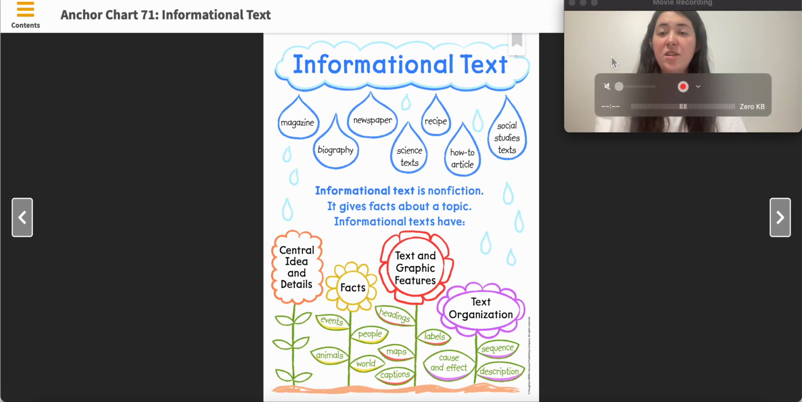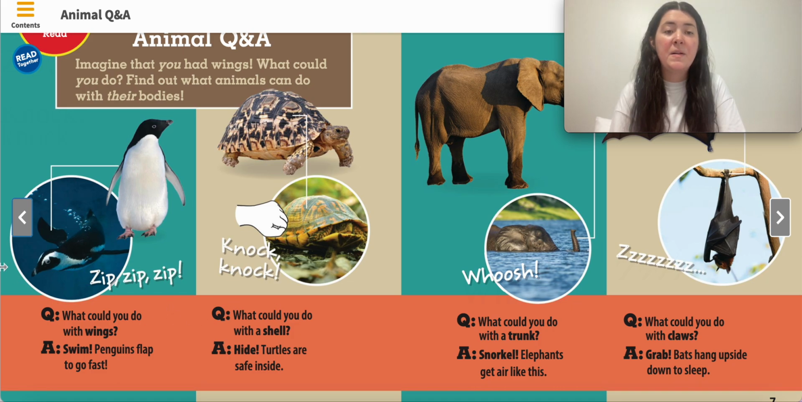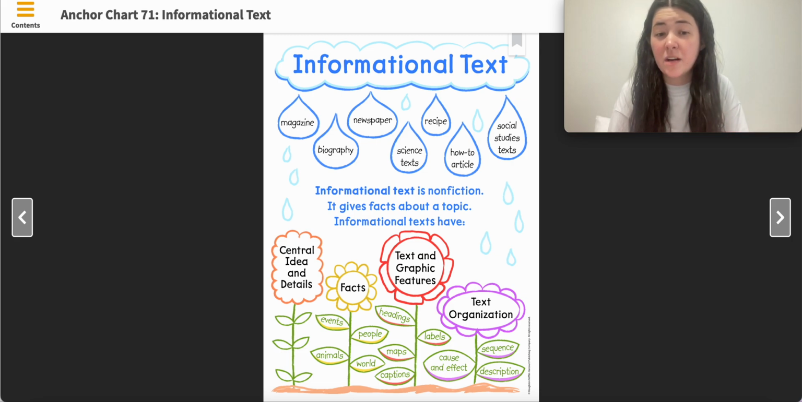They had text and graphic features. See, we had this little part where it was like sound effects. It had this heading up here. This was a heading with the title. We also had some words that were bold. So the parts of the animal, like wings, shell, trunk, and claws, as well as the answers like grab, snorkel, hide, and swim were all bold. So our eyes go right to those because they're the answers and the body parts, which goes along with our central idea.